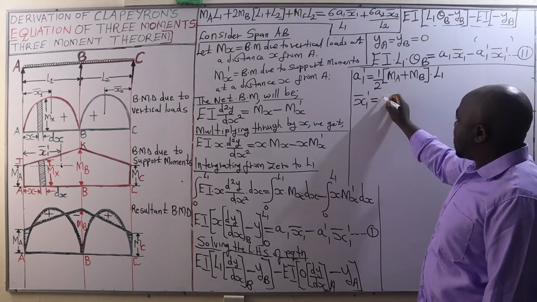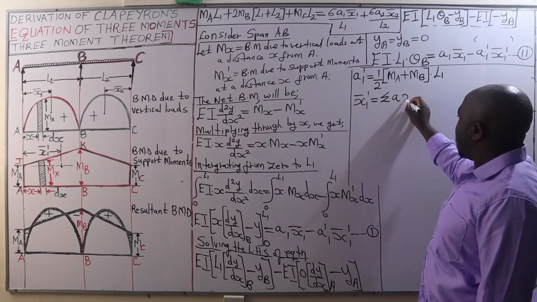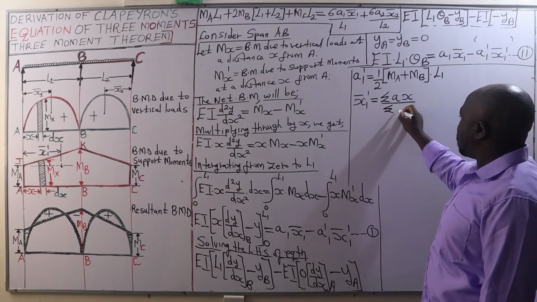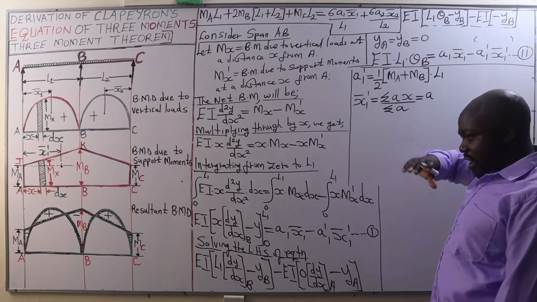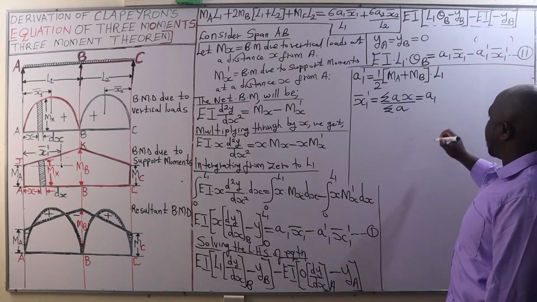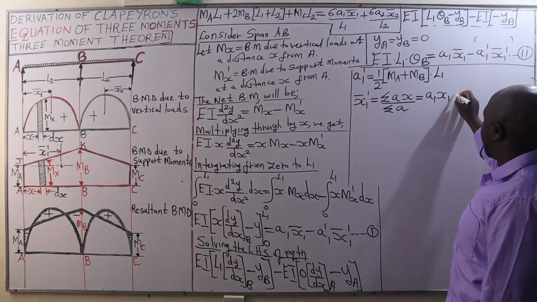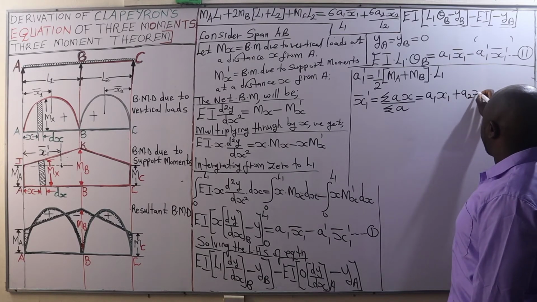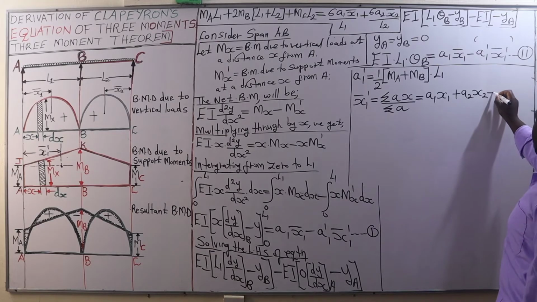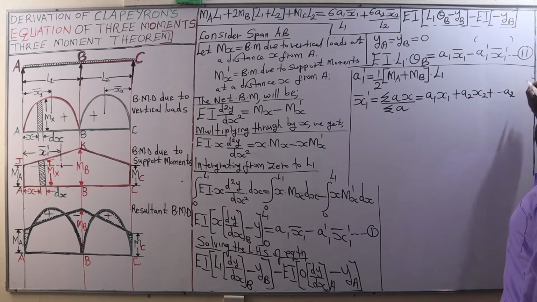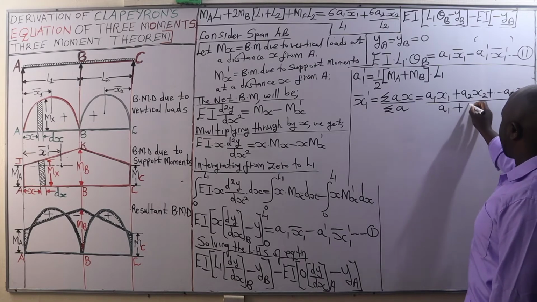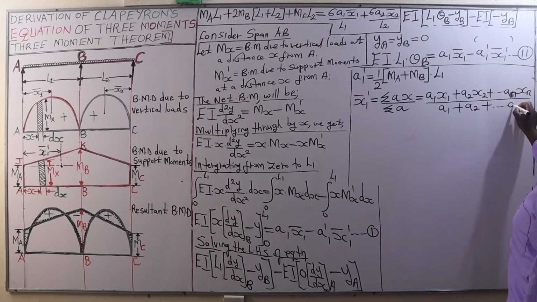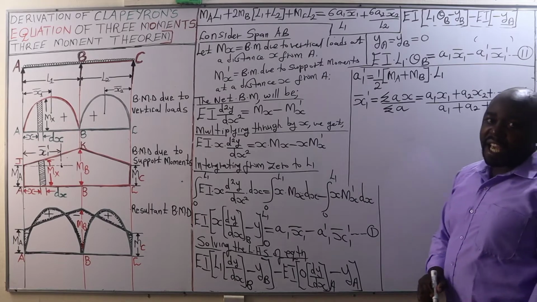Bar x is usually given by the summation of ax all over the summation of a. And the summation of ax, when we expand it, is usually a1 multiplied by x1 plus a2 multiplied by x2 plus so many other figures, an multiplied by xn, all over a1 plus a2 plus the areas of so many other figures all the way to an.